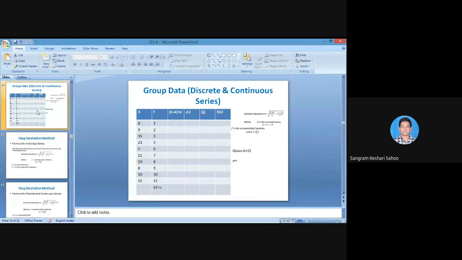Next, move to calculate the deviation, that is x minus a. Here a is given, 15. I repeat, a is always given in the question. So here in this particular problem, a is given as 15.